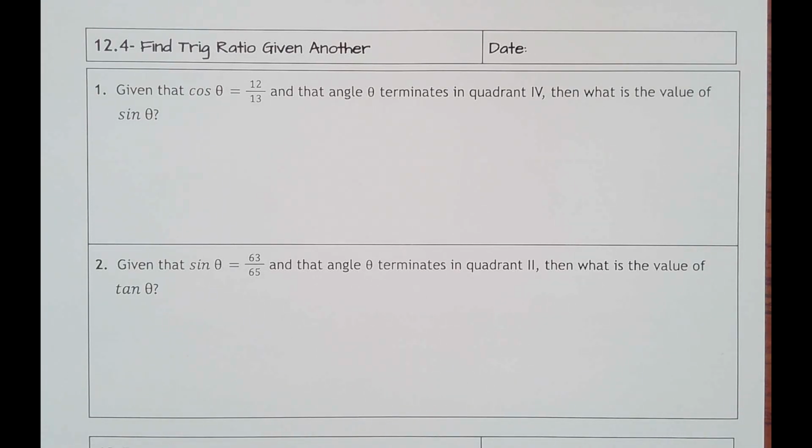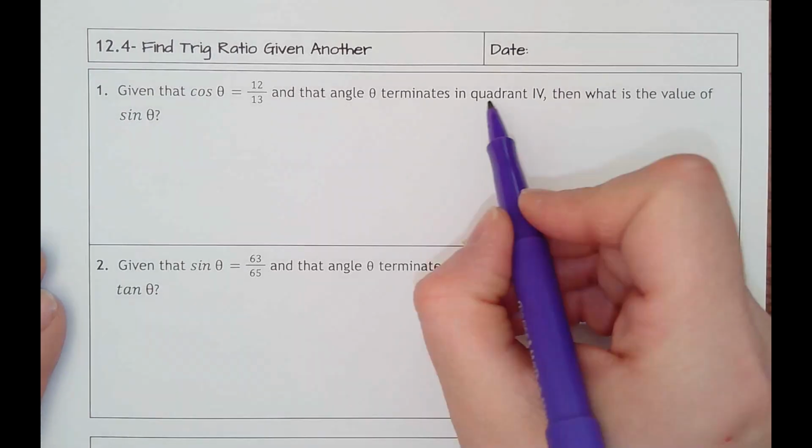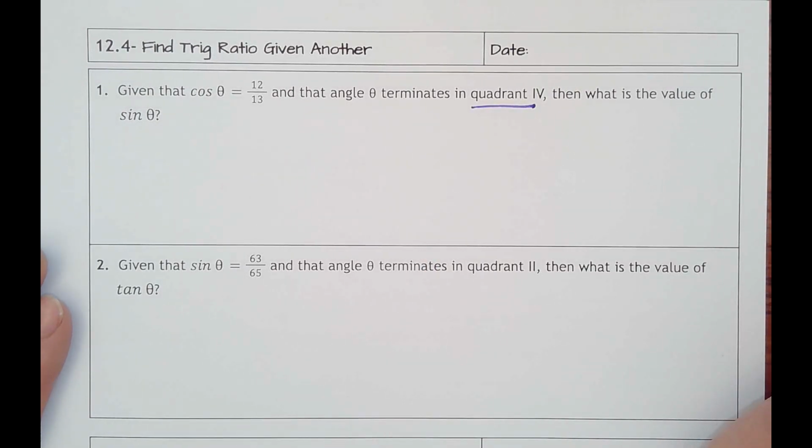Lesson 12.4 is find trig ratio given another. Number 1 says, given that cosine of an angle equals 12/13 and that angle theta terminates in quadrant 4, then what is the value of sine of theta?